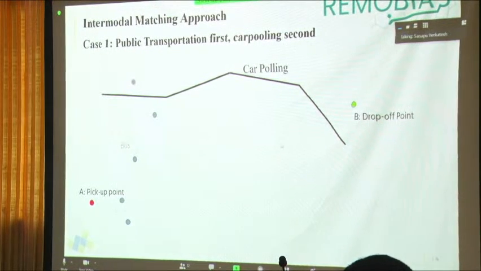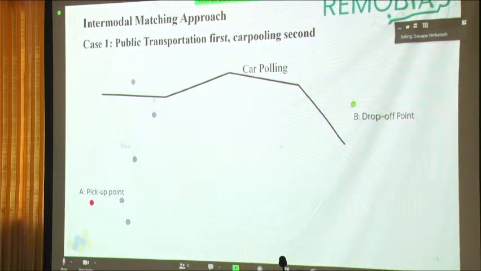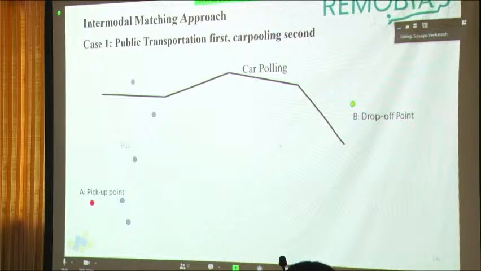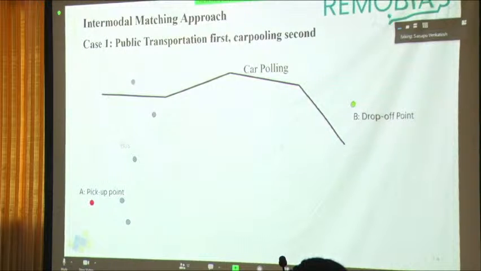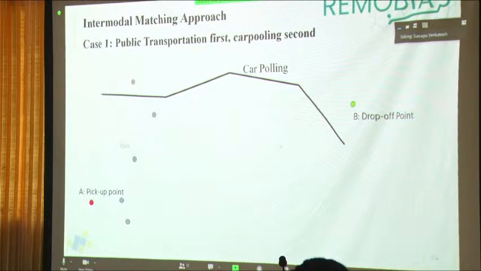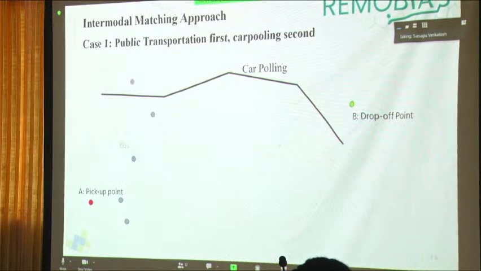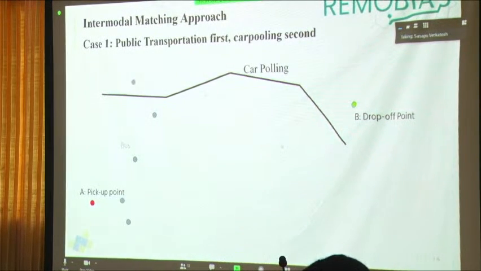Here, if you see this carpooling, the 6 black lines represent the rides already existing. A and B are the pickup point and drop-off point. This point A is far away from this carpooling system, so we cannot take this pickup point. We don't get any route for this system.